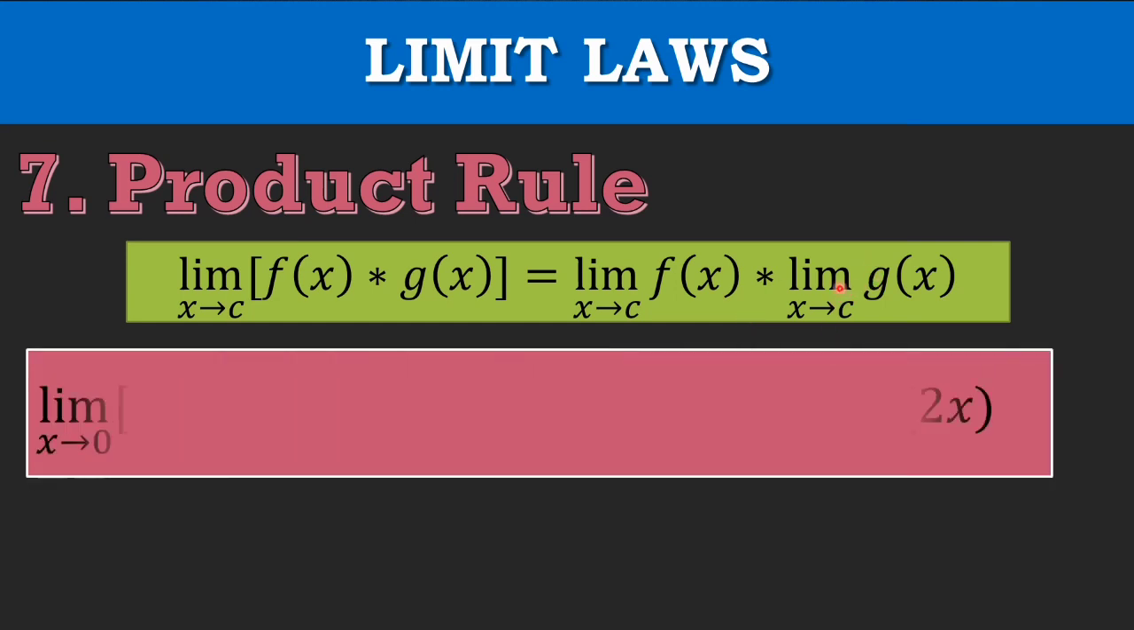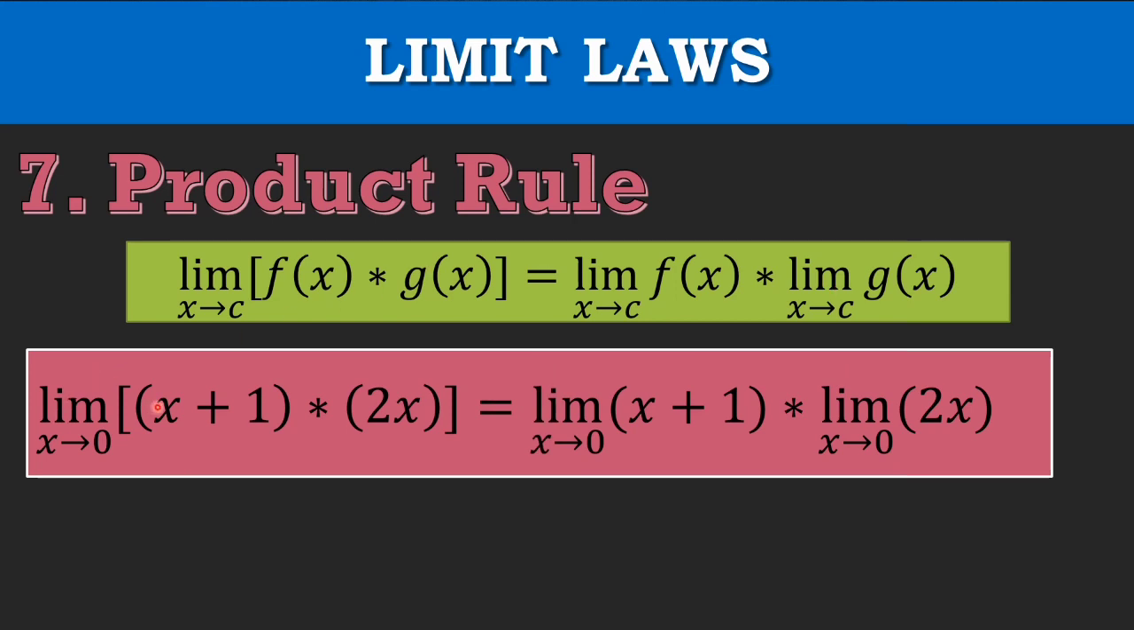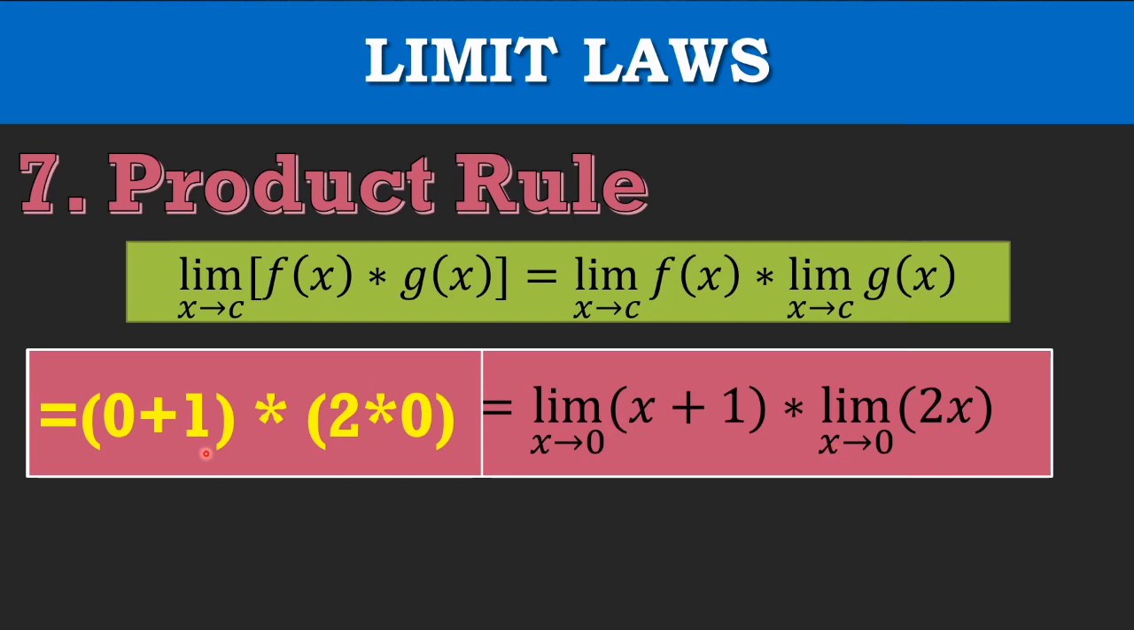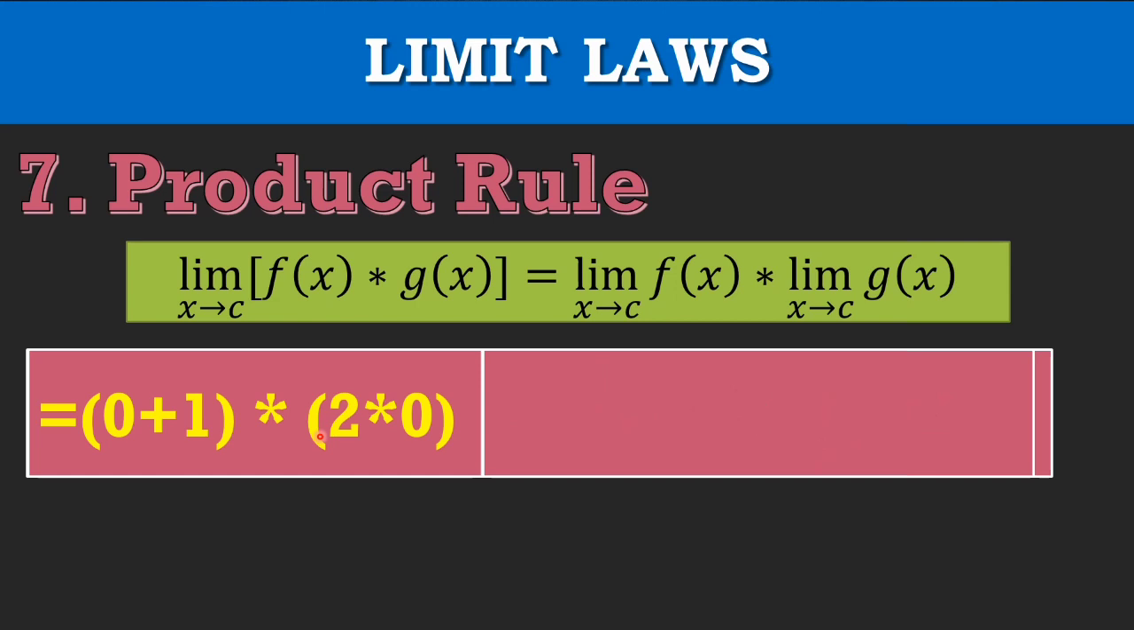Example, we have limit of one function times another function as x approaches 0. It is also written as limit of your first function, which is x plus 1 as x approaches 0, times the limit of your 2x as x approaches 0. Then by substitution, 0 plus 1 times 2 times 0. Evaluate, we have 1 times 0, and the answer is 0.